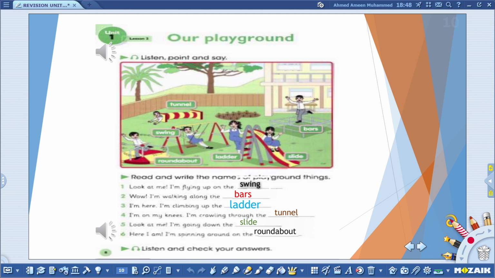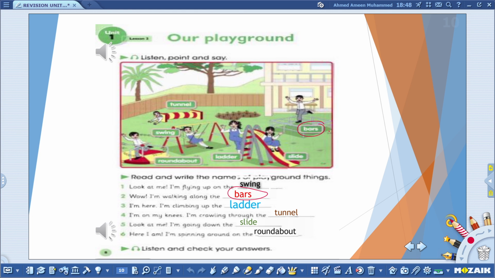Look at me. I'm flying up. فأنا وين أحلق؟ On the swing. On the swing. Two: I'm walking along. أنا أسير على طول. The bars. So it's the bars.